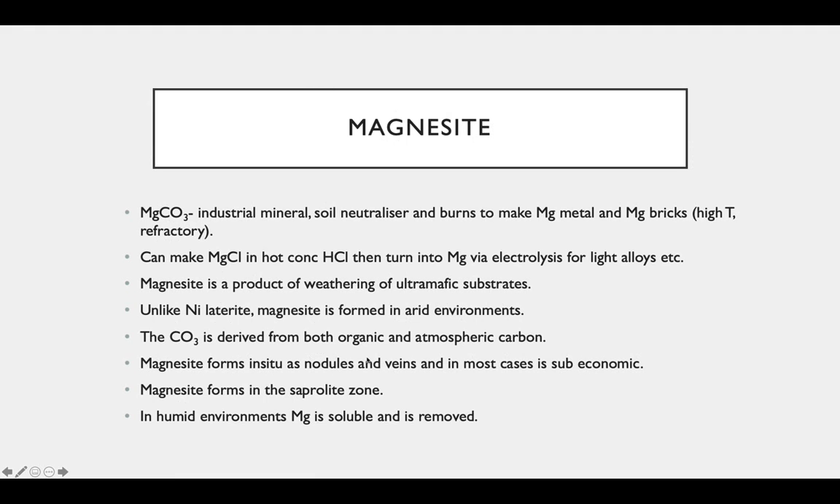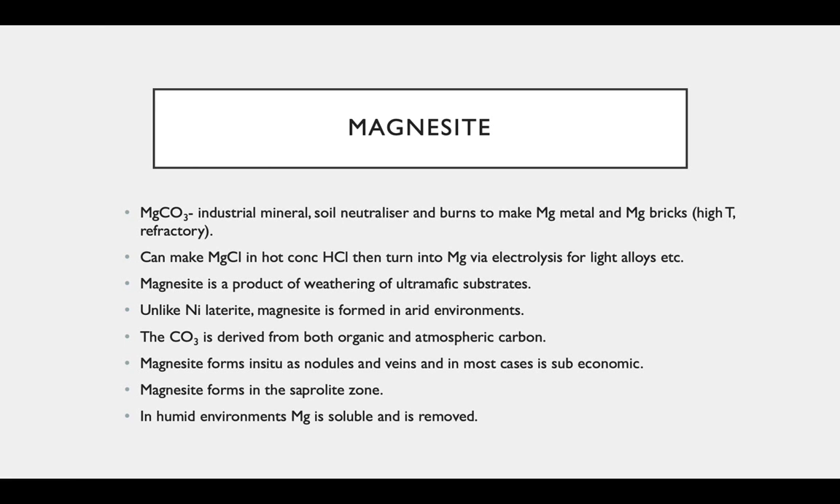Okay, the alternative for many ultramafic systems, particularly here in the New England area, where we don't have as high rainfalls, are what we call magnesite deposits. This is essentially magnesium carbonate, okay? And they're used for a variety of reasons. Soil neutralizer, burning magnesium metal, magnesium bricks. And it is a product of the weathering of ultramafic substances, and it's formed in arid environments, unlike nickel laterite.